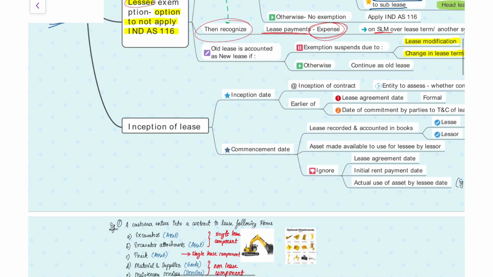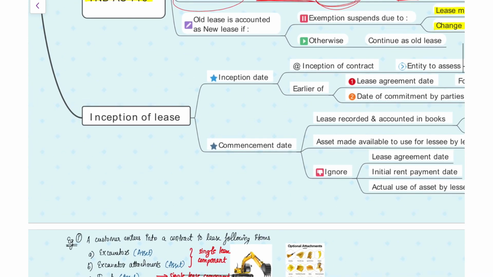Now the next topic that we are going to move on to is to understand the dates which are related to lease. There are two dates that you have to understand in relation to lease. One is your inception date and the other one is your commencement date. So what is inception date? Inception means the start of something, your starting date.